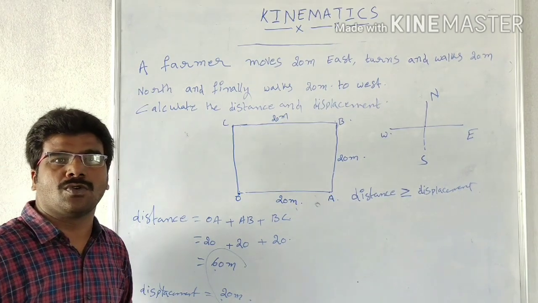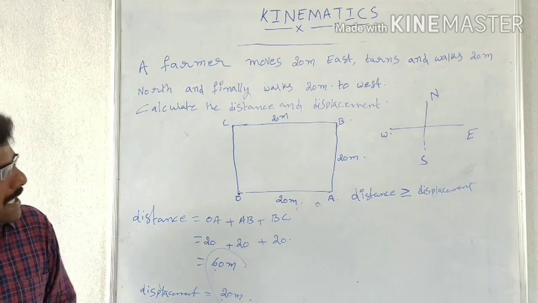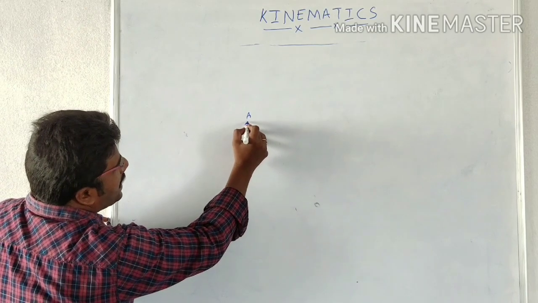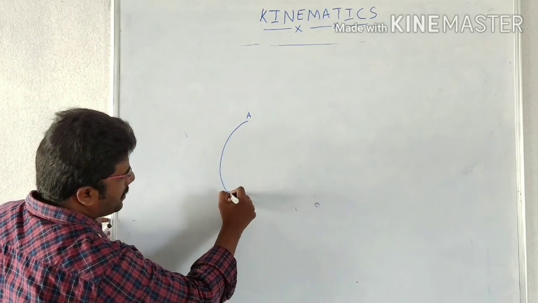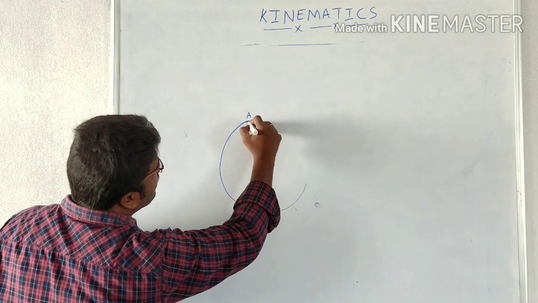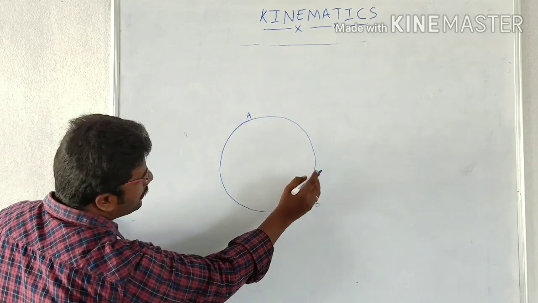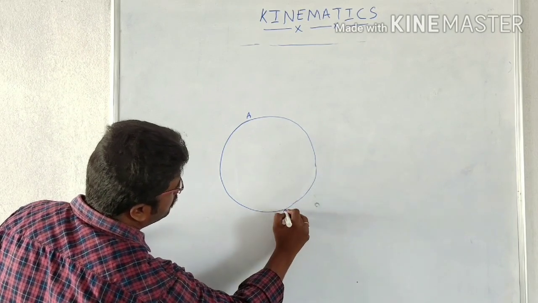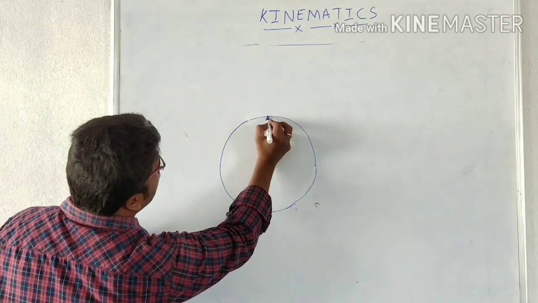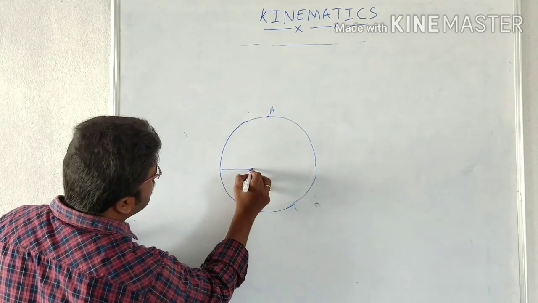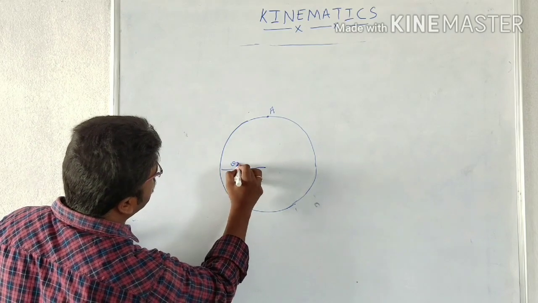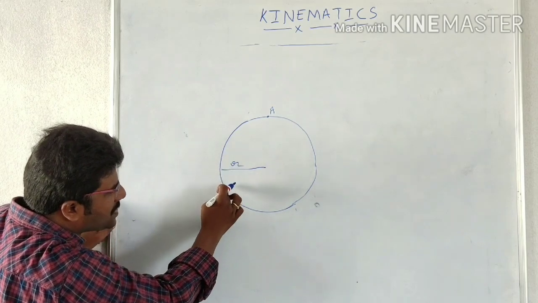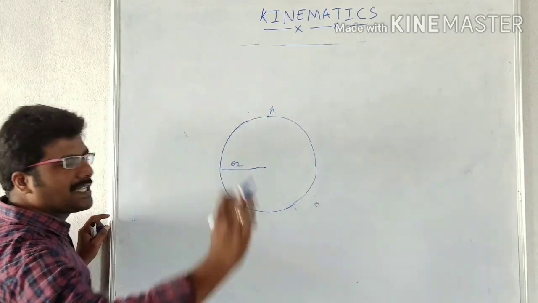Now we are going to do another type of problem. So let us consider a person starts from A and he moves in a circular path and once again reaches A. Okay. He starts from A. Let us consider OA to be the radius of this circle. He starts from A and moves on the circumference of the circle and reaches A.